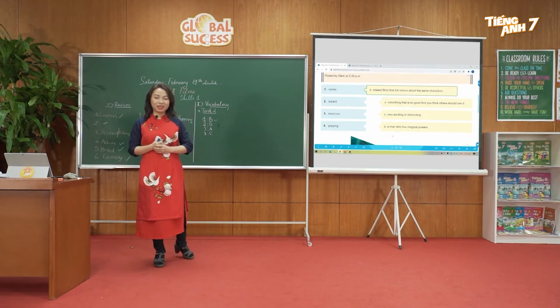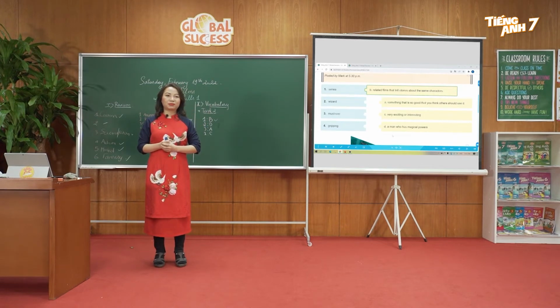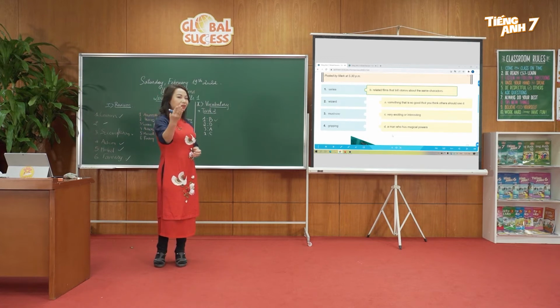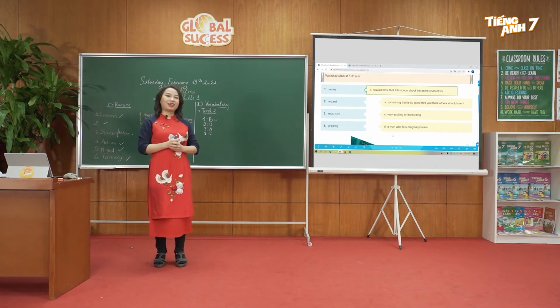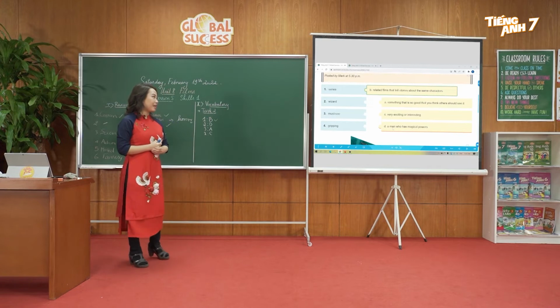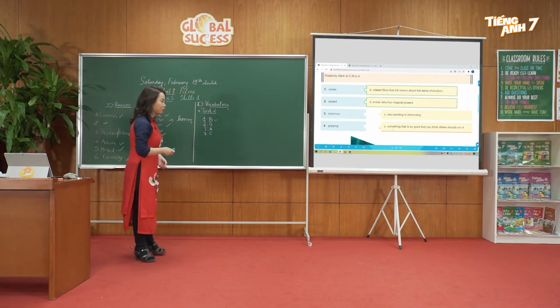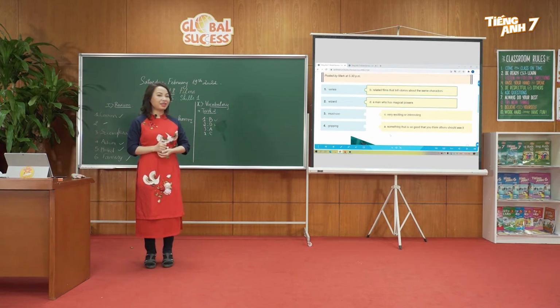Can you remember the meaning of the word wizard in the previous part of this lesson? Who can tell me? Khánh Linh? I think a wizard is a man who has magical powers. So can you tell me your answers? My answer is D. A man who has magical powers. Your answer is D. Wizard means a man who has magical powers. I agree with you. Now we come to the next one, number 3.